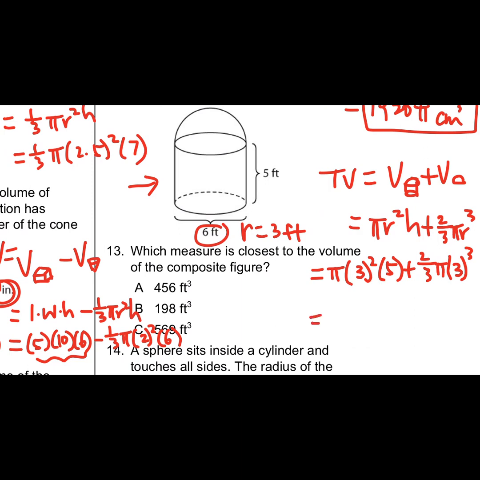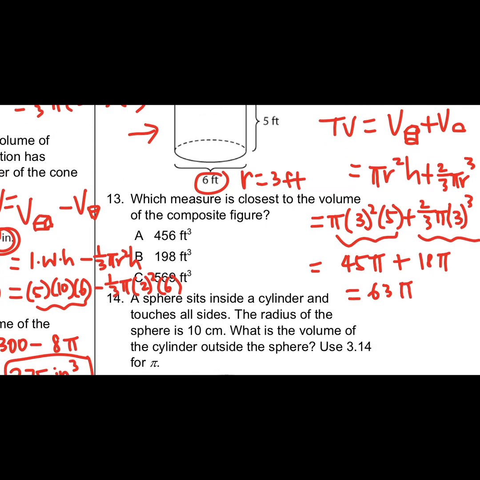So doing the math together, this whole first part is going to give us 45 pi, plus the second part is going to give me 18 pi. Added together is 63 pi, or looks like the answers are rounded to decimal, so it's 198 cubic feet. So make sure you multiply by pi, not 3.14, to get the exact answer. And it looks like B is my answer choice.